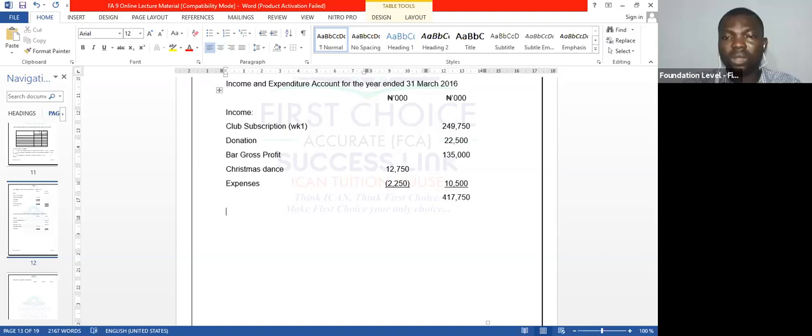The next thing for us now is to determine our expenditure. So we now have this to be expenditure. We start with the information given to us. So let's look at the information given to us. We have rates. After rates, what do we have again? We have general expenses.